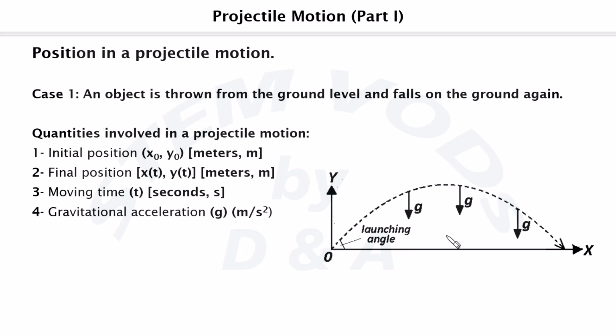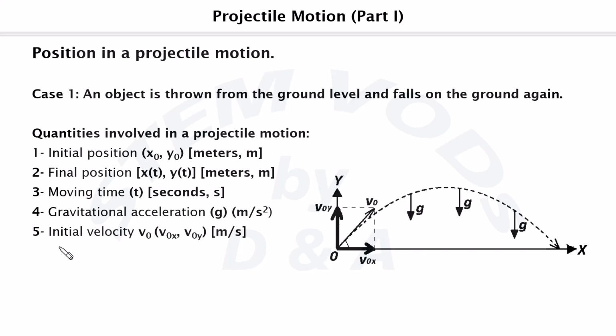The fourth quantity in a projectile is the acceleration. As explained earlier, it is represented by the gravitational acceleration g, measured in meters per square second, which is taken as negative because it is directed downwards, that is, opposite to the positive direction on the y-axis. Look at the figure. The fifth quantity is the initial velocity, v0. It is the velocity at which the projectile is launched. The initial velocity is also studied in components. One horizontal component v0x represents the horizontal component of the initial velocity, and v0y represents the vertical component of the initial velocity. The unit of initial velocity is meters per second.